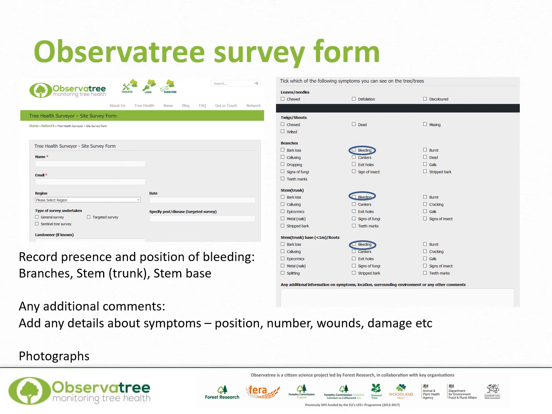So you can add any details about the symptoms. We talked about the importance of the position and the number, but it's also very helpful to know whether there are any wounds or damage, as this might help us rule out common problems like slime flux or bacterial wetwood. Again, photographs are absolutely key. That's why we always encourage you to take three types of photographs: a close-up, slightly further back, and then the entire tree in proportion.